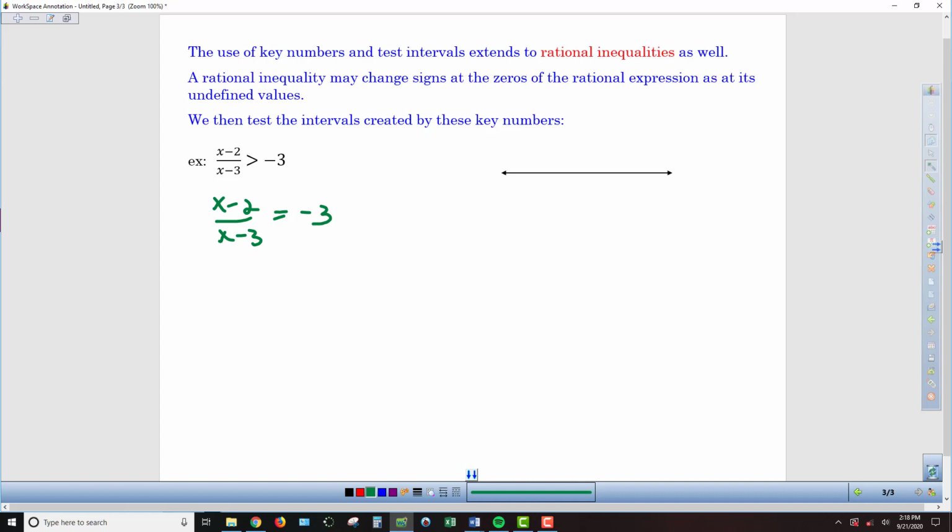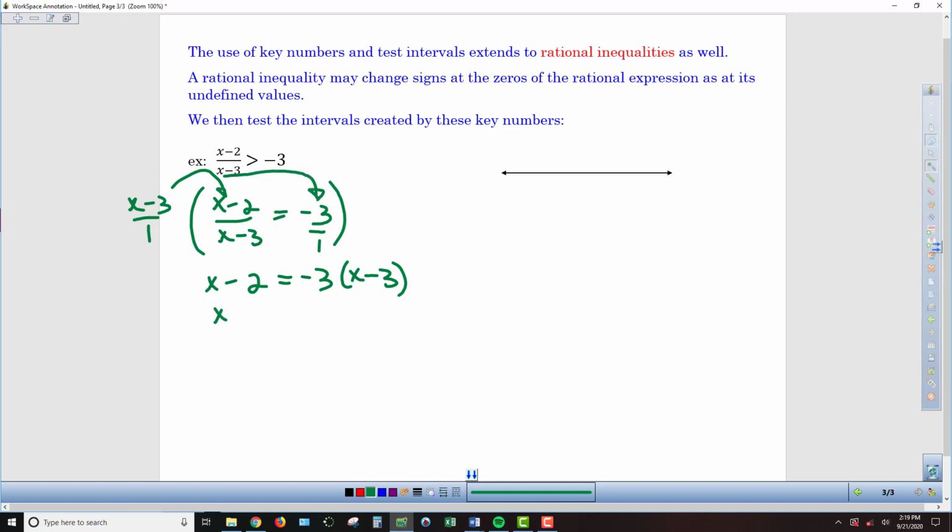in a moment. But to start off with, to solve this equation, I'm going to multiply everything by the common denominator over 1. So our only denominator is x minus 3, so I'm going to multiply everything by x minus 3. So that gives us x minus 2 equals negative 3 times x minus 3. So I'm just distributing this all the way through the problem. So I've got x minus 2 equals negative 3x plus 9.